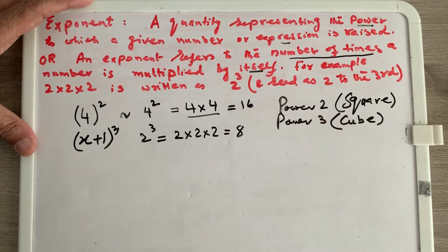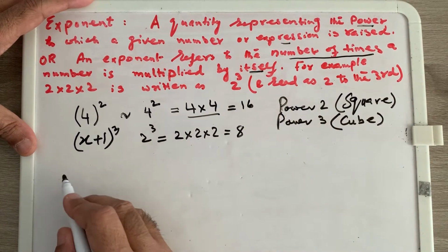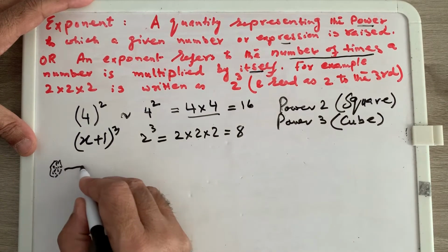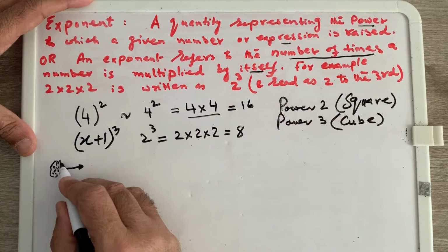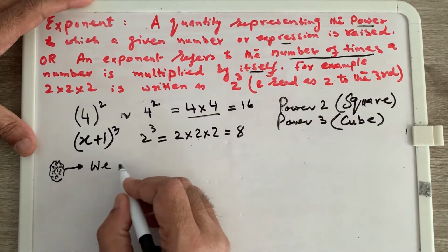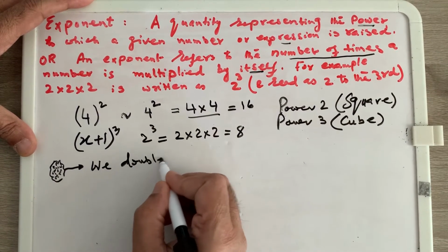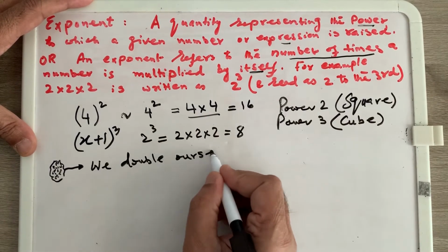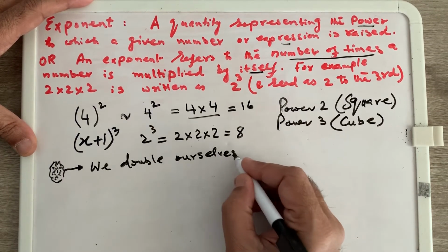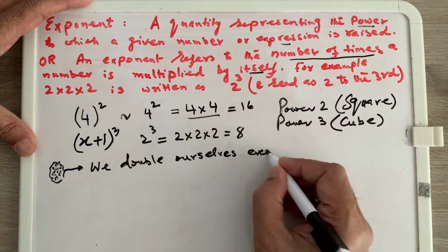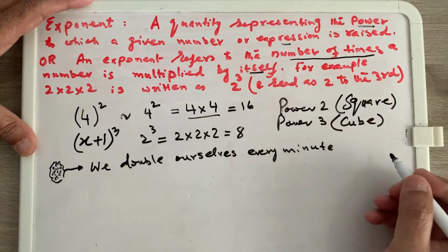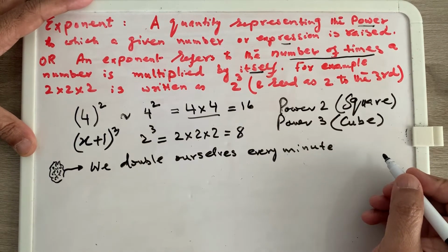For example, sometimes people say, okay, let's say it is the coronavirus, and we are all quarantining and isolating. This is something like a virus, right? And they are saying that we double ourselves every minute. We double ourselves every minute, and there will be 32 of us after 5 minutes.